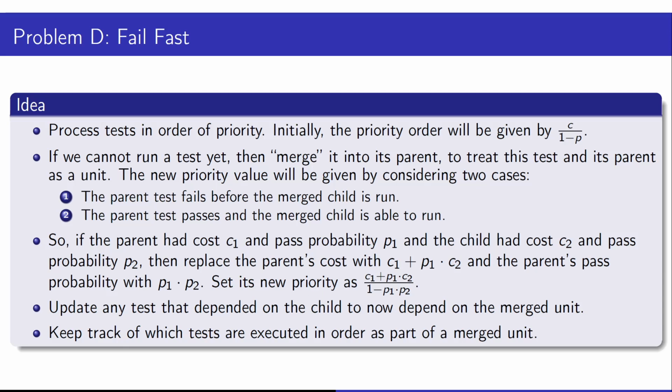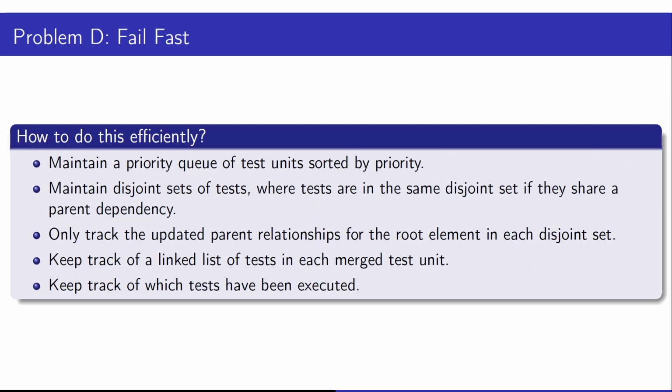We'll update all of these tests and keep careful track of them in order to know what order to execute them in. In order to do this efficiently, we'll need some data structures. We can use our priority queue to sort the tests. We need a disjoint set data structure so we can see which tests share a parent dependency. And then we're also going to use a linked list within the merge tests to know exactly what order to run the tests in.